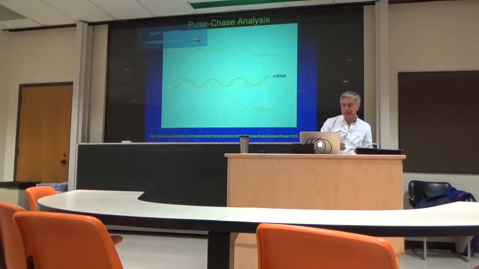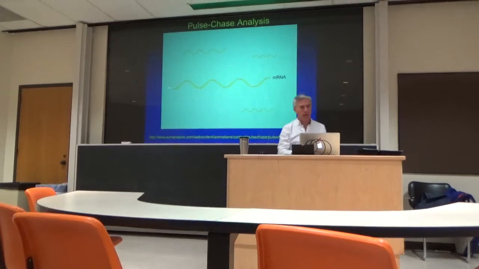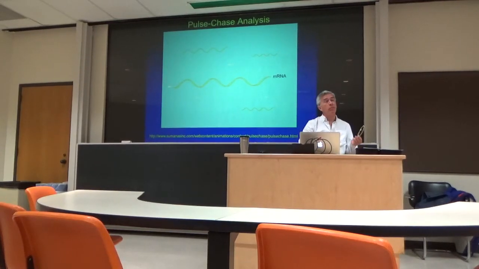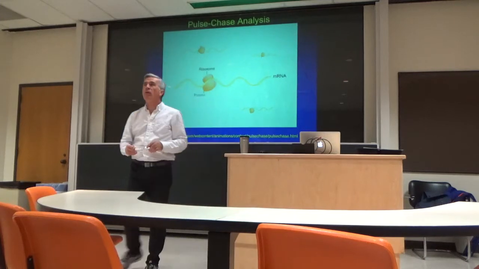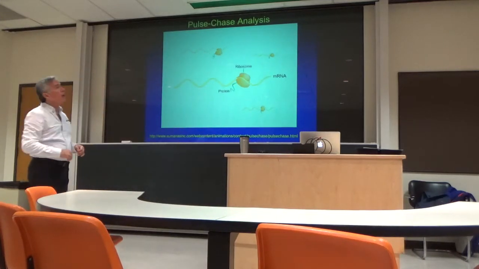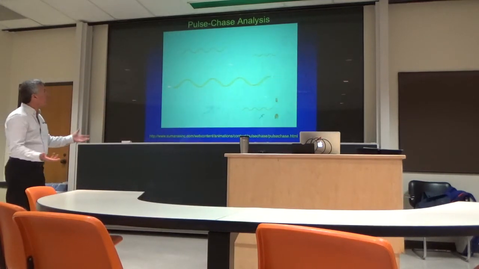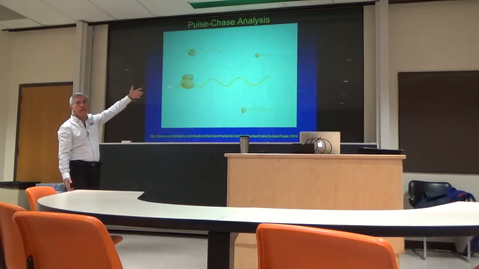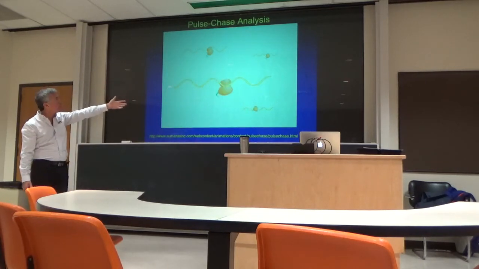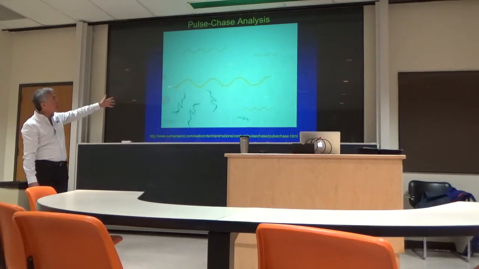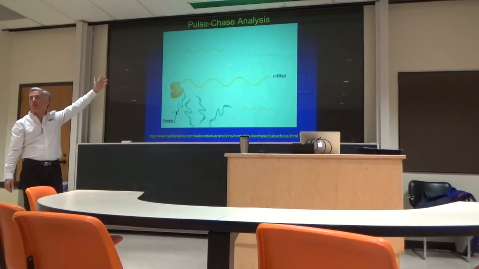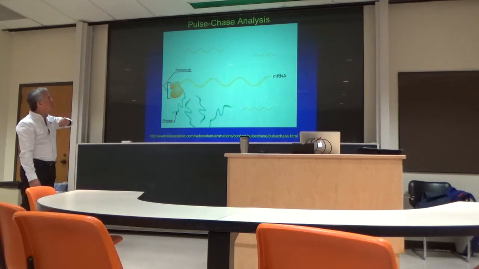Okay, we're back. Thank you. So this is the idea of the pulse chase. In a regular cell, you have messenger RNAs being translated by ribosomes all the time, right? So how much you make is going to be dependent on the abundance of that messenger RNA.